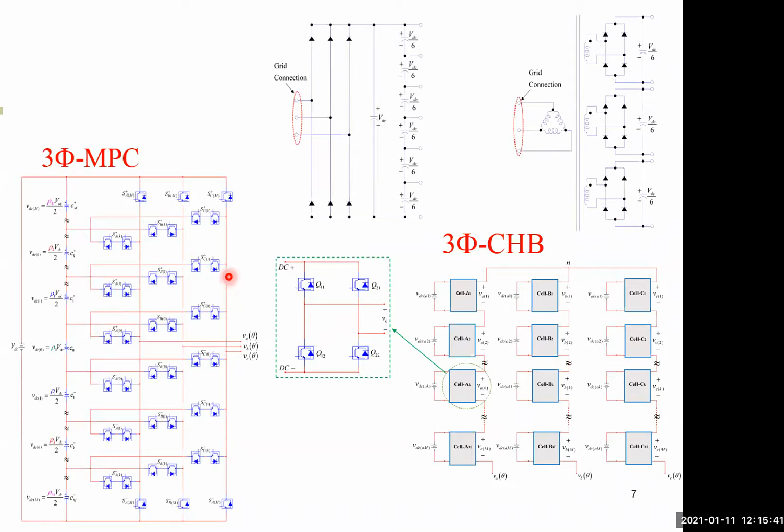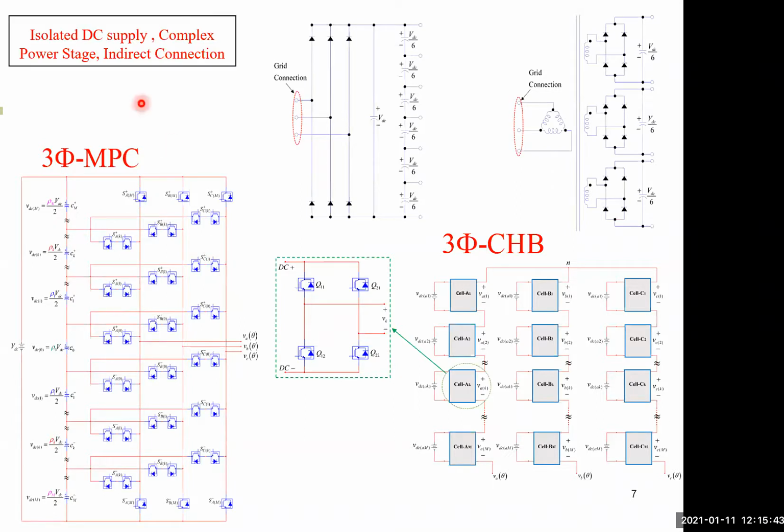To generate the DC supply for the CHB, you need an isolated DC supply, which is a complex power stage with indirect connection. Indirect connection simply because it connects via a multi-winding transformer. So we have a primary and secondary transformer. Each secondary transformer has its own full bridge and filter, and you need one of these modules per each cell, per each phase. So this one goes with the CHB.